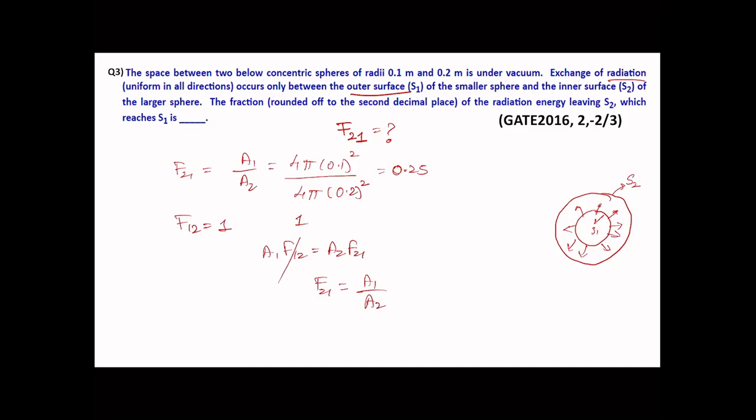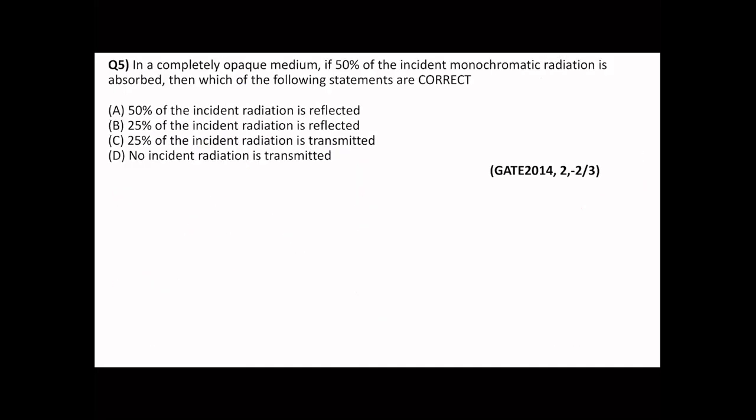Alright, now let's move to the next question. We have already seen this particular question. This is from GATE 2014, and it was again a 2-mark question with a penalty of minus 0.67 for wrong answers, and it reads as follows. In a completely opaque medium, if 50% of the incident monochromatic radiation is absorbed, which of the following statements are correct? Multiple statements can be correct in this particular question.